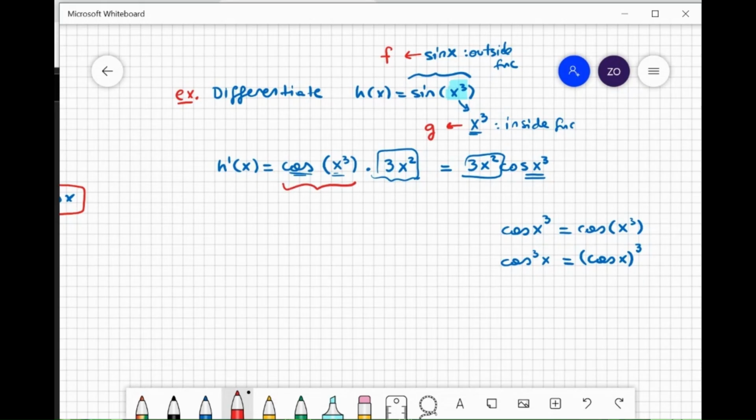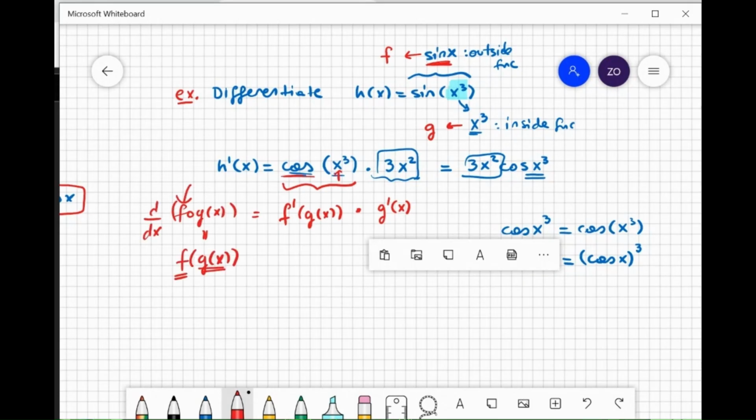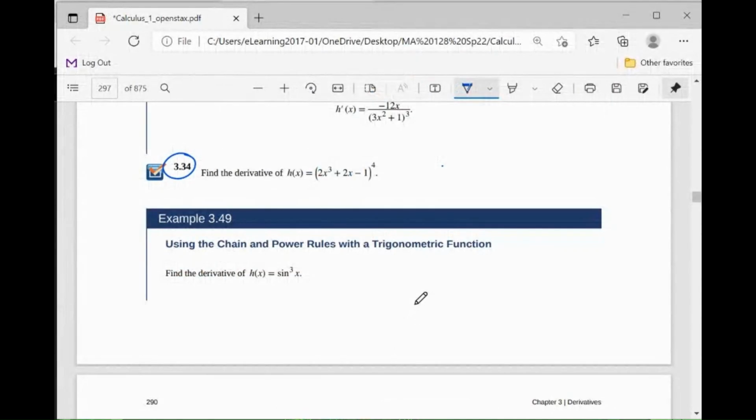So we found the derivative of the f function and plugged in the g function inside and multiplied it by the derivative of the g function. Okay, so this is the derivative of the composition. Okay, let's see some other examples.